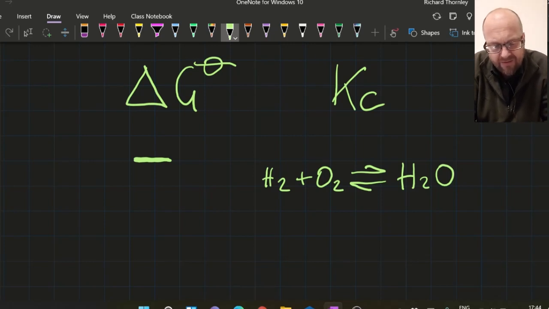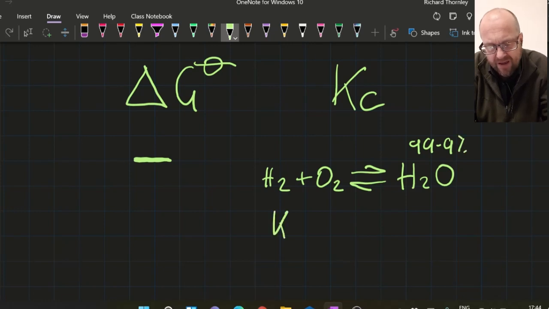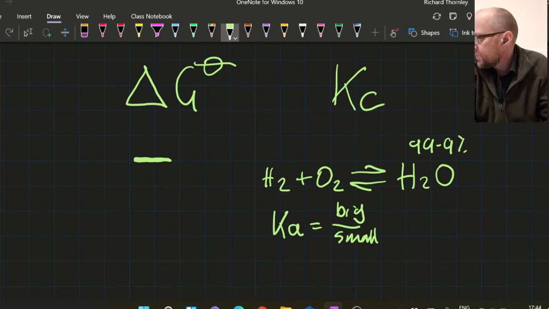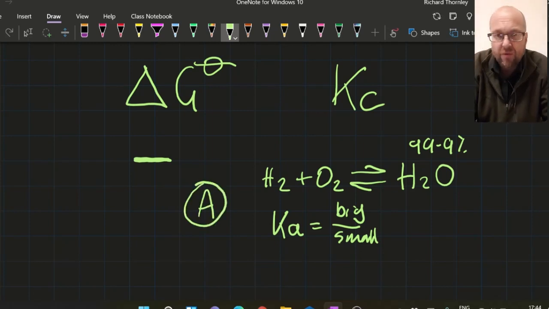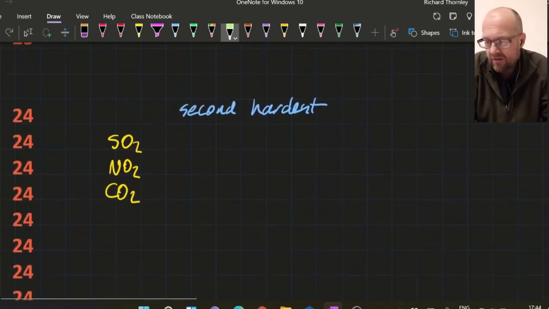So this is very heavily over to this side. It's like 99.9% this side. So what's my value for Kc going to be? If there's loads and loads of product, it's going to be big over small. So Kc is going to be big. So it's A, 23A. Not really sure what I did there, but I got the right answer.